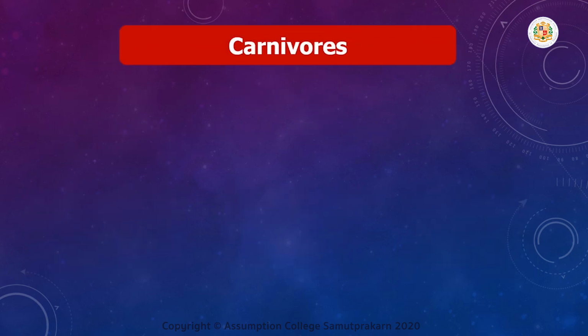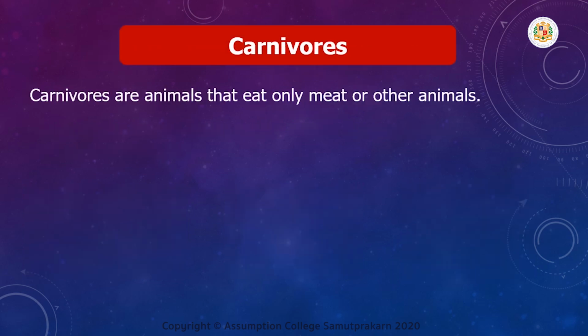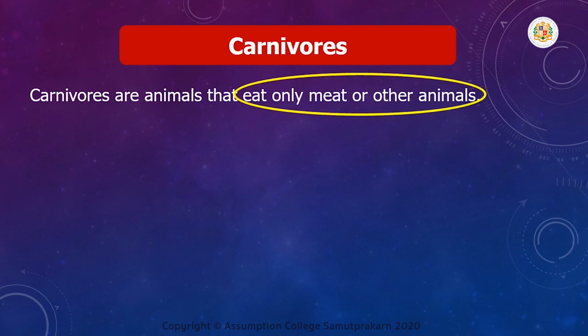Next, group 2 is carnivores. Carnivores are animals that eat only meat or other animals. The keyword of this group is eat only meat or other animals. They eat meat only, they love meat. We will call this group meat eaters.